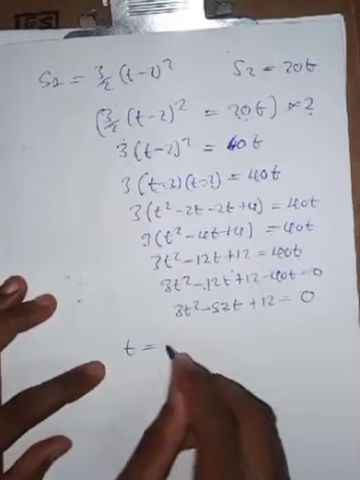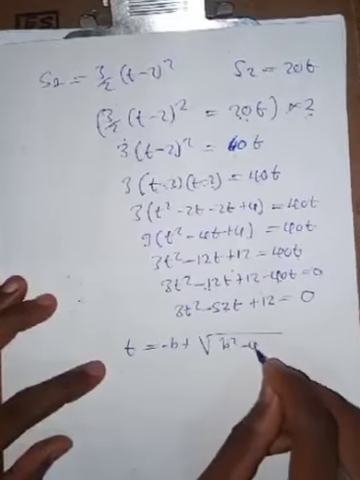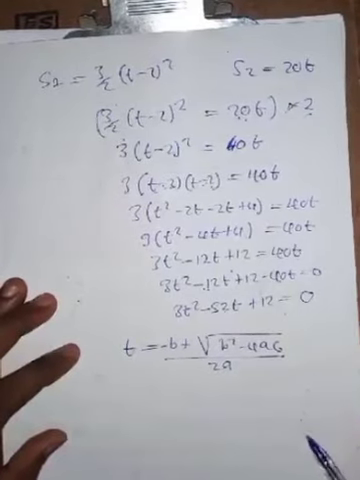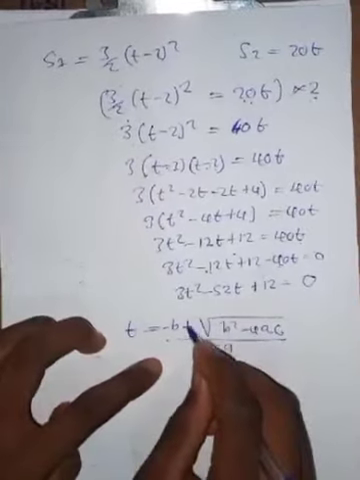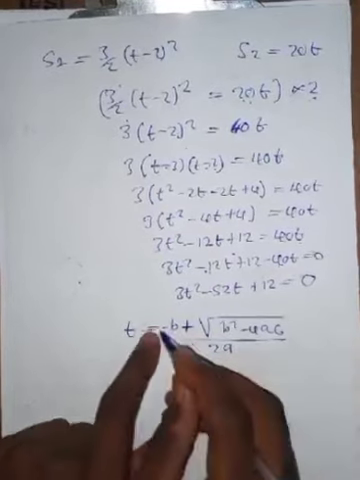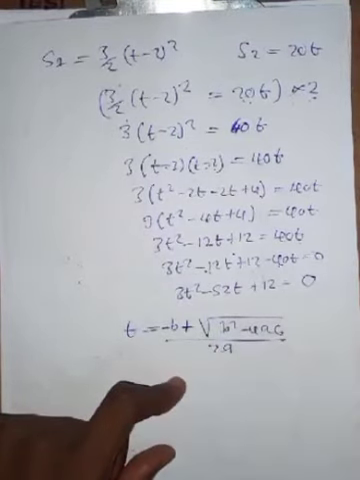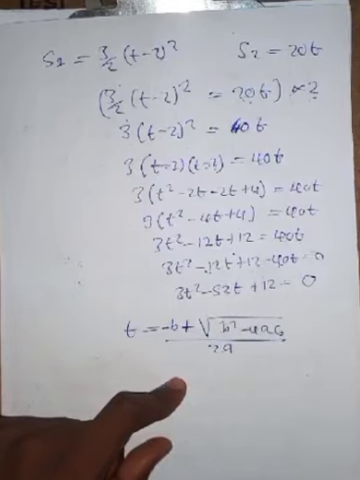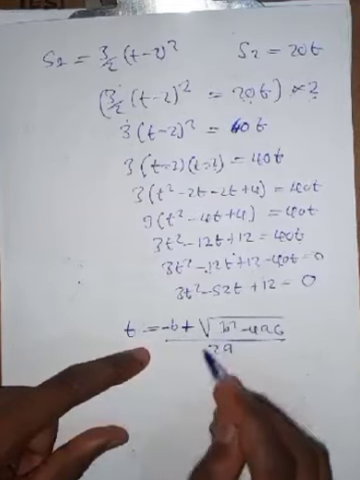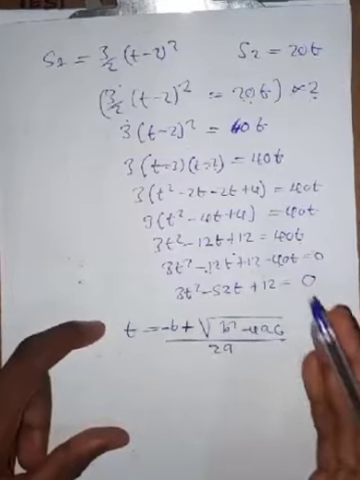Now, as we solve this quadratic, we use this formula, which is very important: minus b plus or minus the square root of b squared minus 4ac, over 2a. In this case, we just use the positive value of the square root, because time can never be negative. If we take the negative, we have a time which is negative. So ignore the negative part and follow the positive part alone. We are talking about time, which can never be negative.